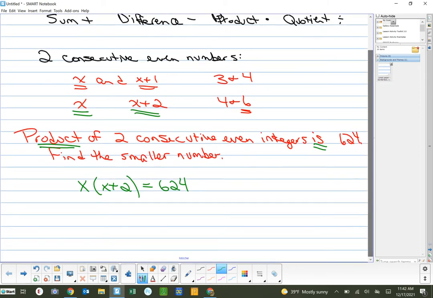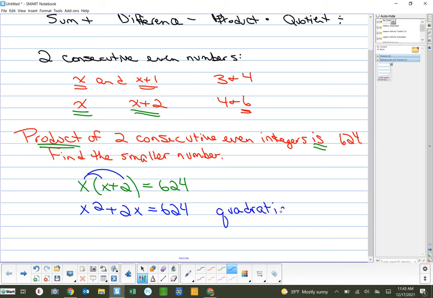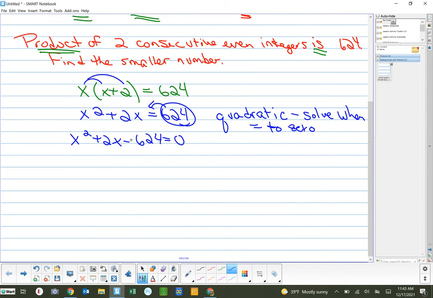So then we're simply going to solve that equation. So we're going to multiply: x squared plus 2x equals 624. Well, because of the squared up there, this is a quadratic. And you can only solve a quadratic if it's equal to 0. Solve when equal to 0. So we're going to bring this guy over to the other side and make it a minus. And because this number is so big, probably the best thing to do is just go to the quadratic formula.